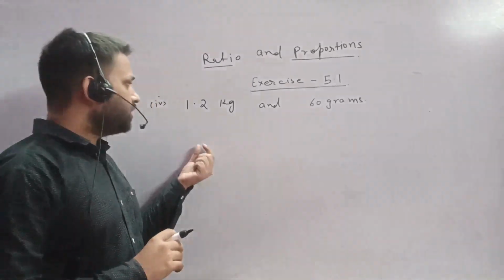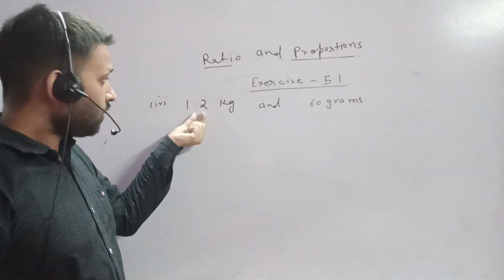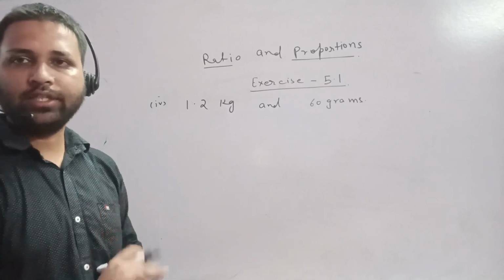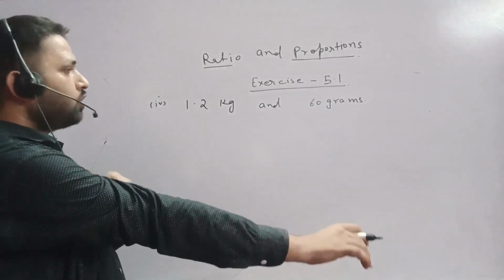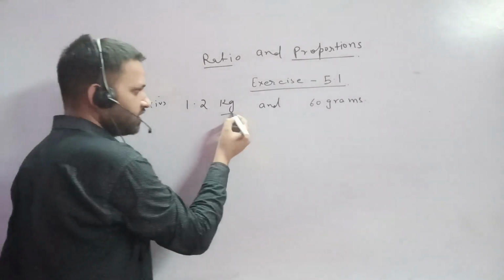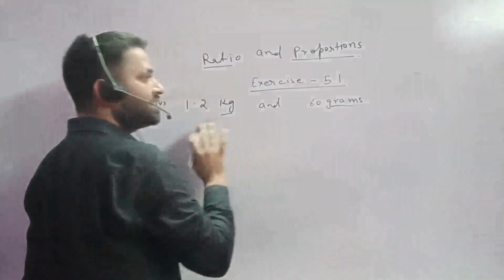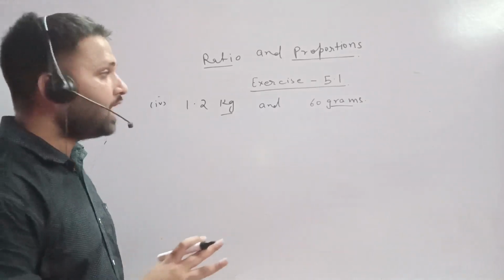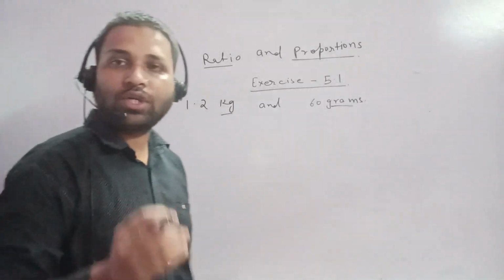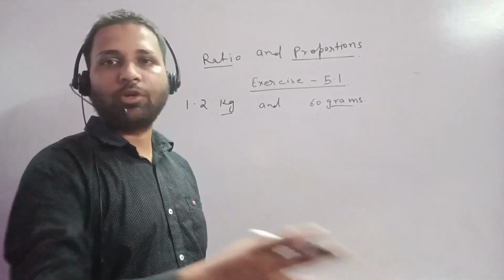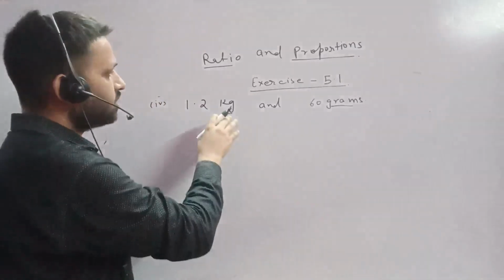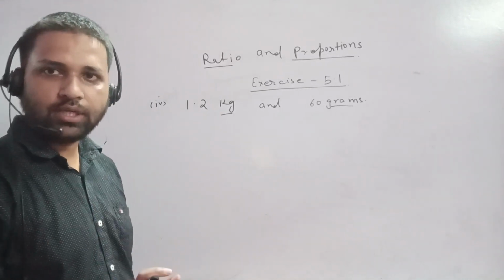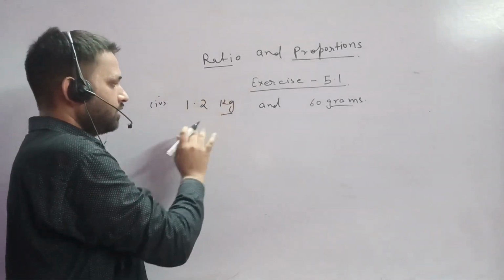The new question is question number 4: 1.2 kg and 60 grams. We have to find the ratio. First of all, check the units. There is kg and there is gram, so the units are different. So we convert to the same units. We try to convert the large unit into the smaller unit, because kg is the large quantity and gram is the smaller quantity. So we convert kg.